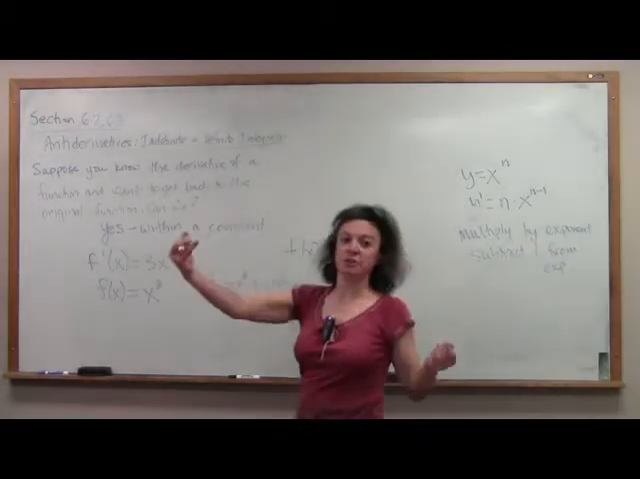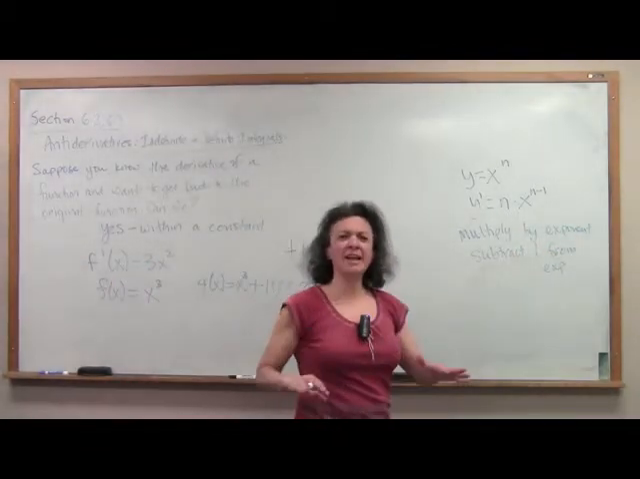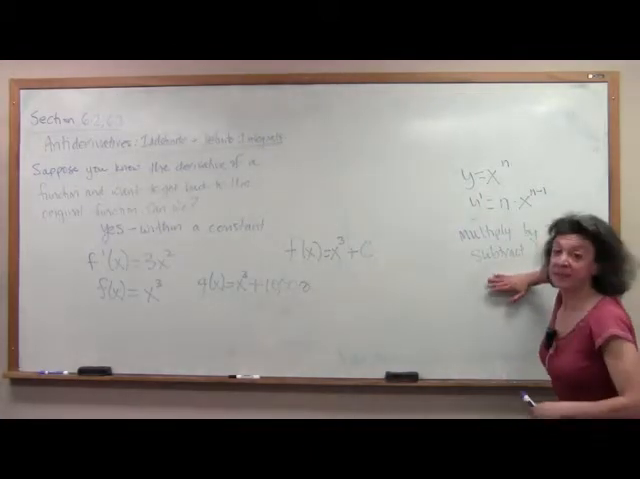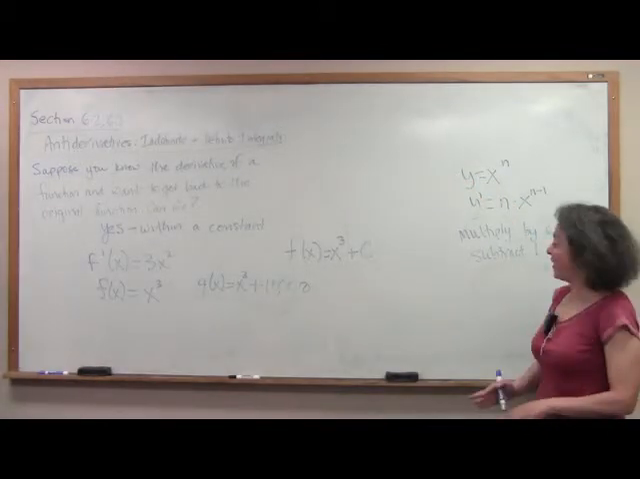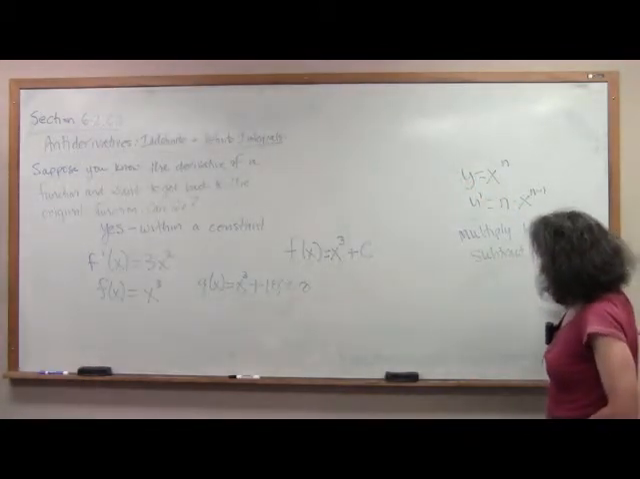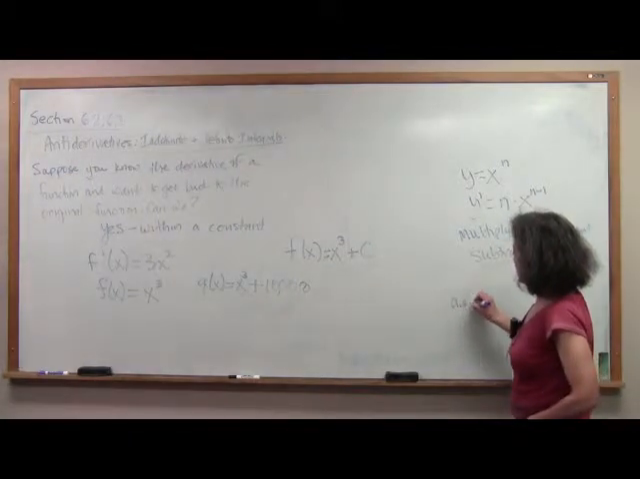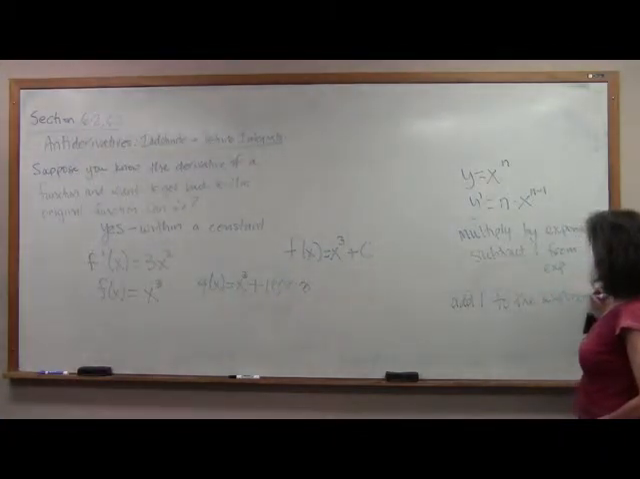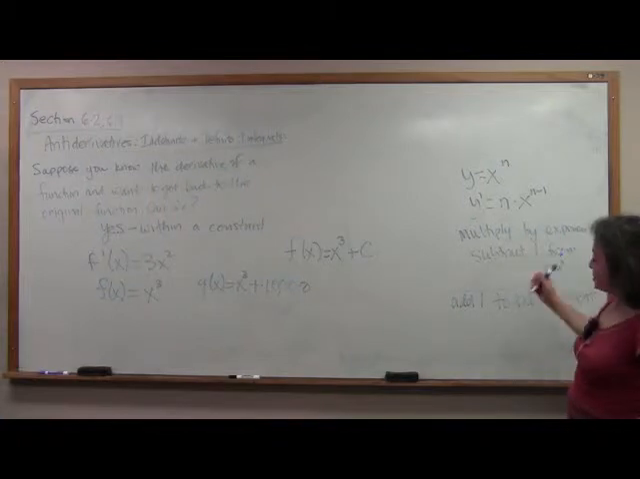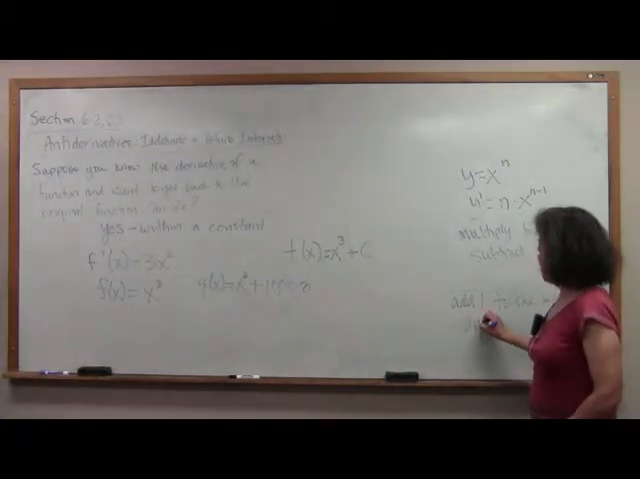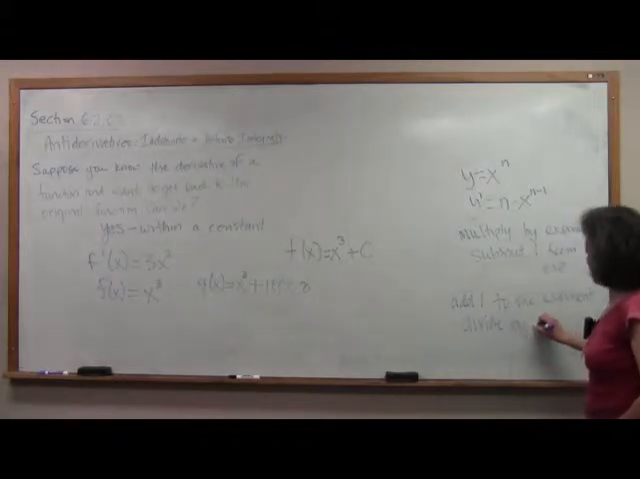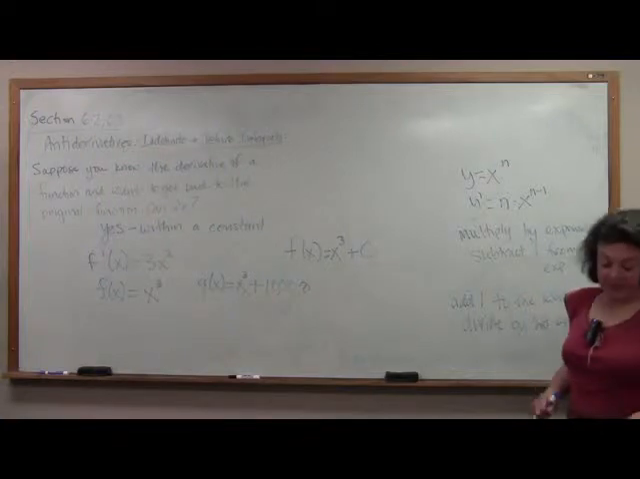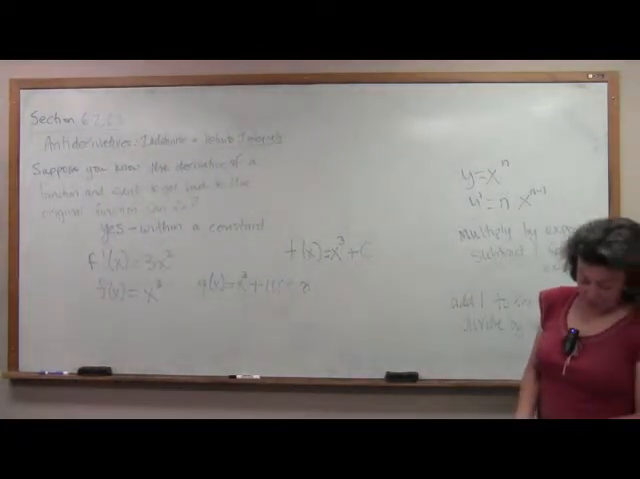So if this is taking a derivative, I think you'll grant me, just on an intuitive level, taking the antiderivative means that we would take these steps and go in reverse. So what does that mean? Well, instead of subtract 1 from the exponent, what we would do is add 1 to the exponent. And then, instead of multiplying by the exponent, what you would then do is divide by that exponent. Okay, so what does this look like then in practice?